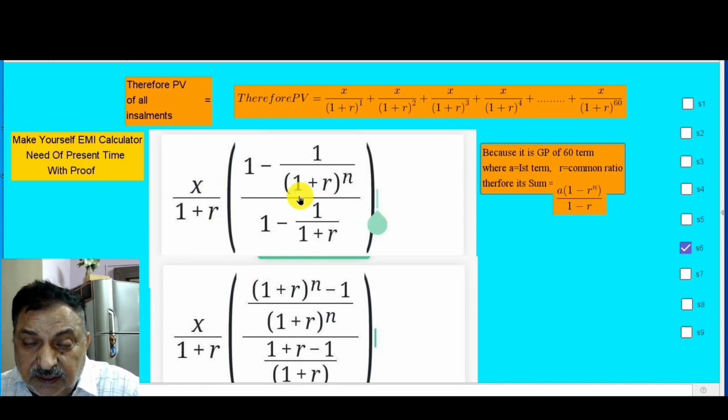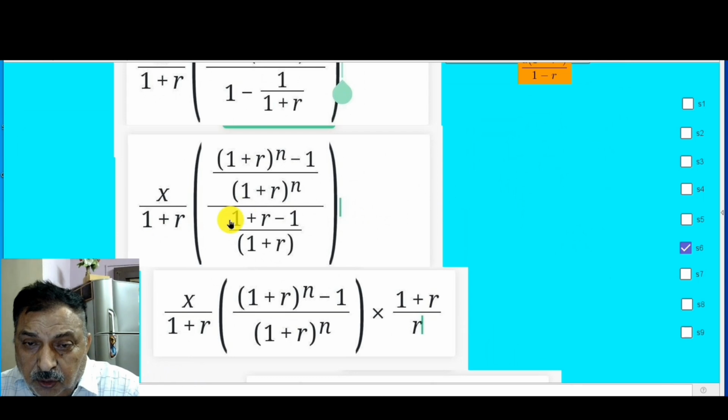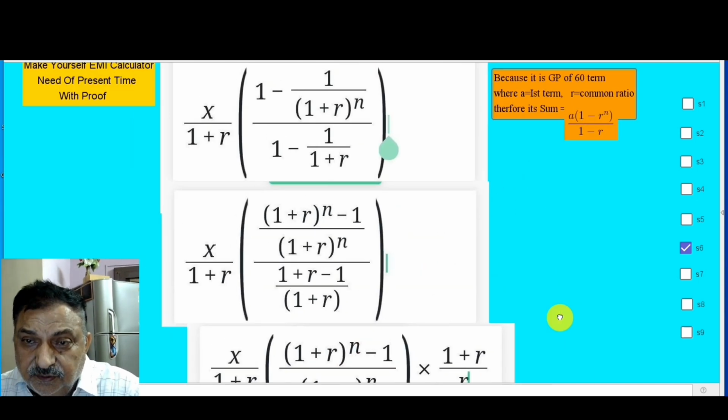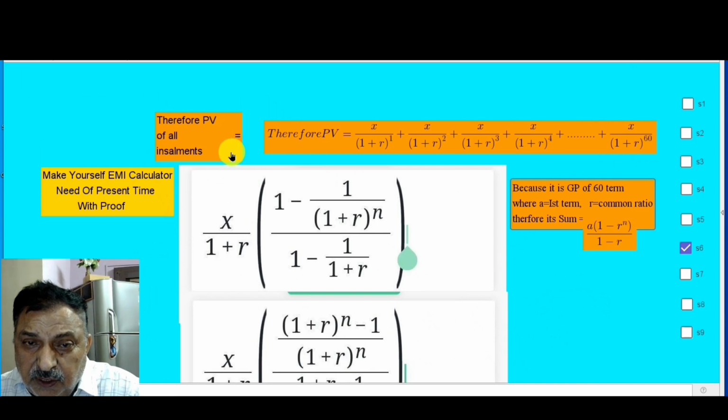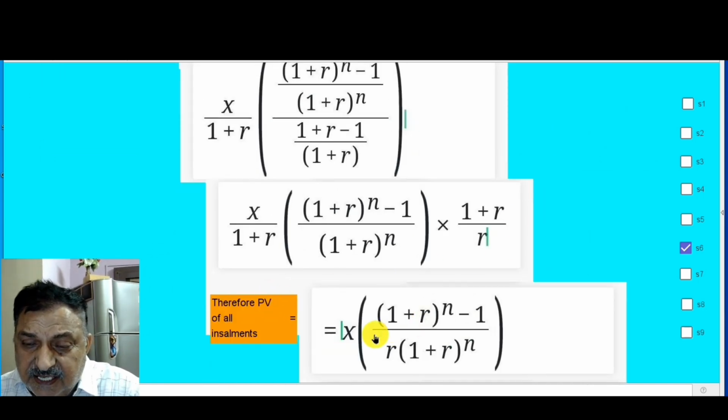Now simplify, taking the LCM of the numerator and the LCM of the denominator. After the LCM, we get this value. Now writing this, 1 plus r over 1 cancels, and 1 plus r is cancelled with 1 plus r. Its value is left as this. And what is this? We have learned it is the present value of all installments. Therefore, the present value of all installments is this.